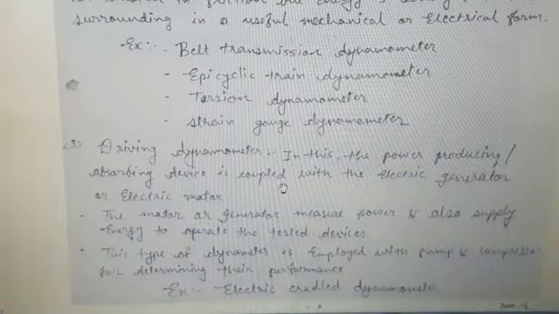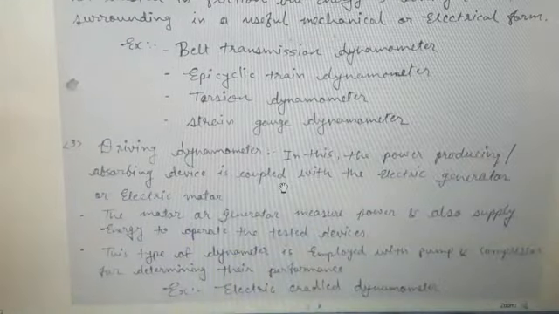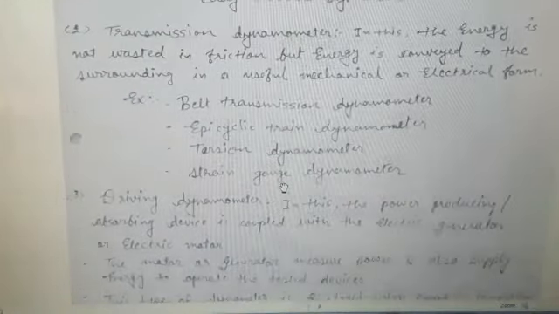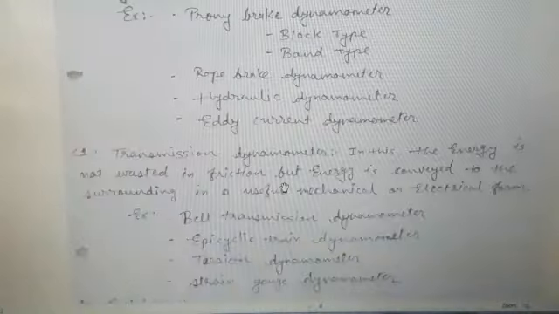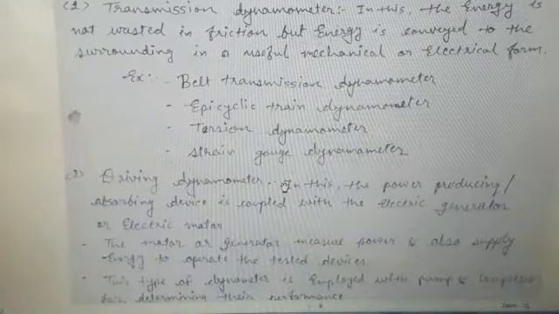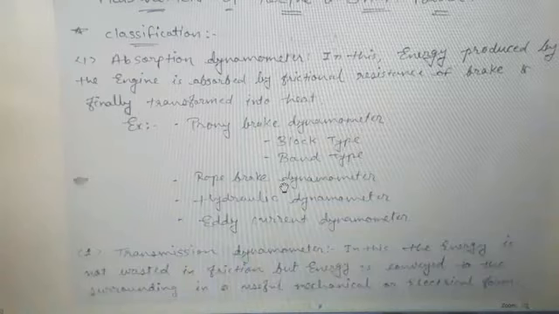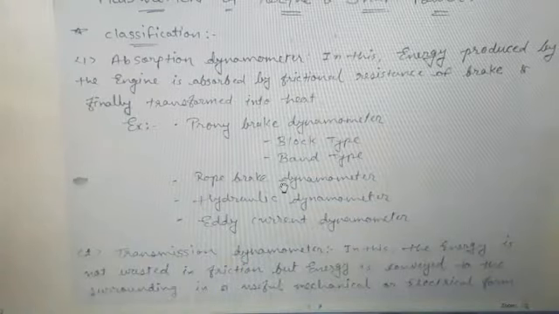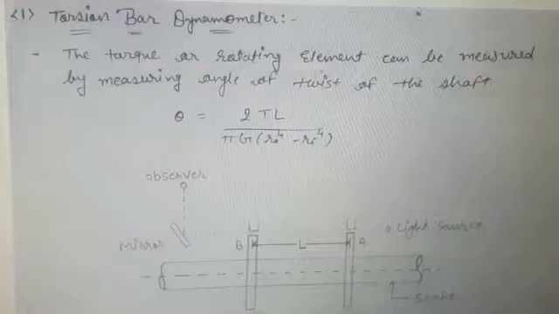So these three types of dynamometer are the classification of all. First one is absorption dynamometer, second one is transmission dynamometer, and third one is driving dynamometer. Students, please keep in mind the question is classification of dynamometer. Now let's move forward to the next question.